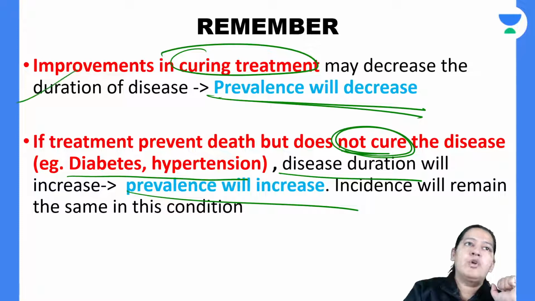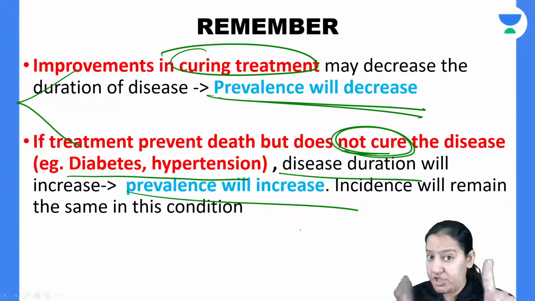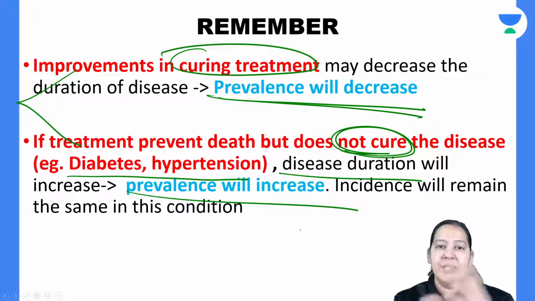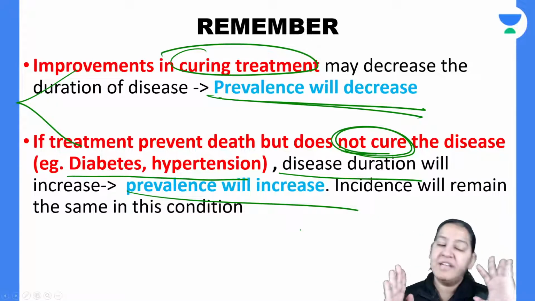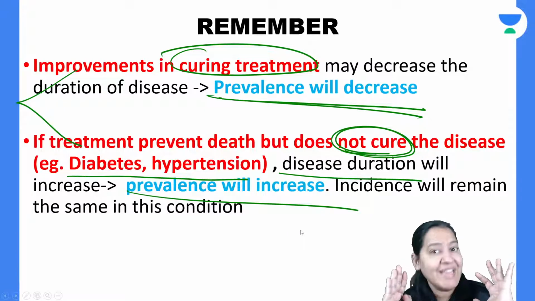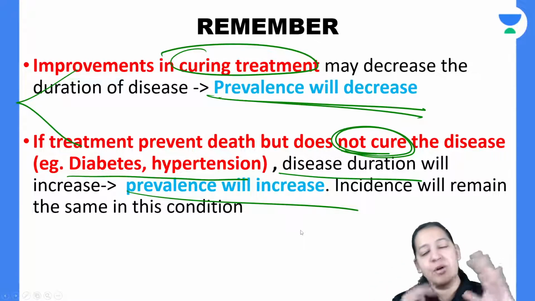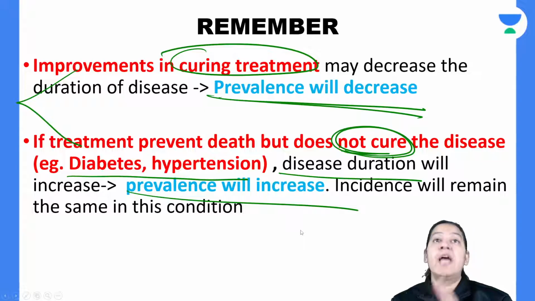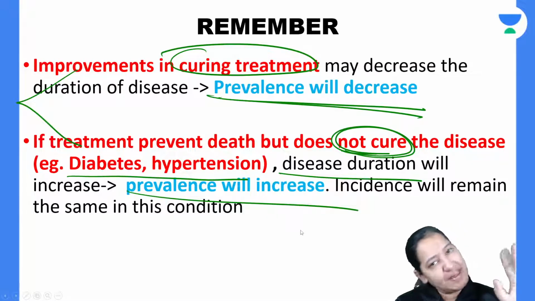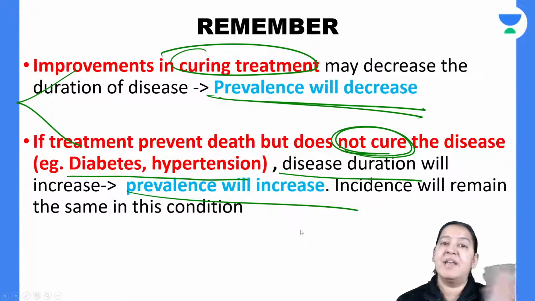So treatment can do anything. My question was, what is the effect of treatment on prevalence? Your answer should be, ma'am, both. It can increase also, it can decrease also. If the treatment is curing the disease, it will decrease the prevalence because it will decrease the duration of the disease. If the treatment is increasing the duration of disease, increasing the diseased people on the earth, not curing the disease but keeping it under control, that is diabetes and hypertension.